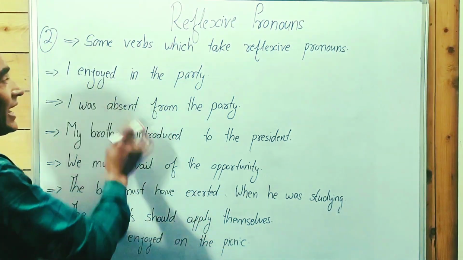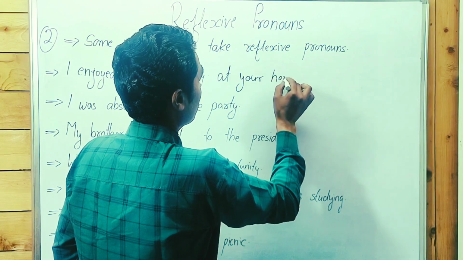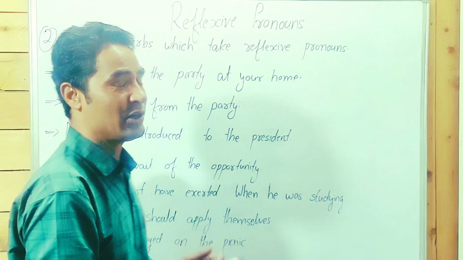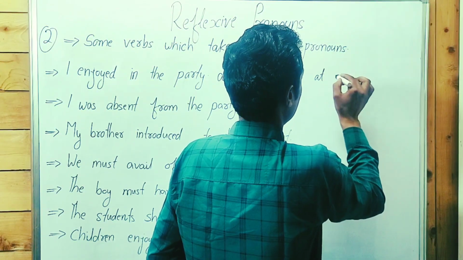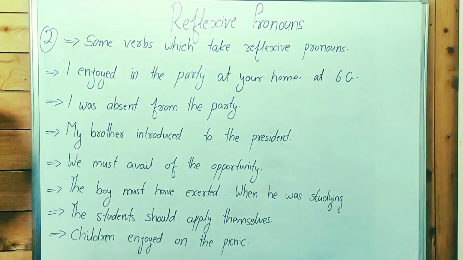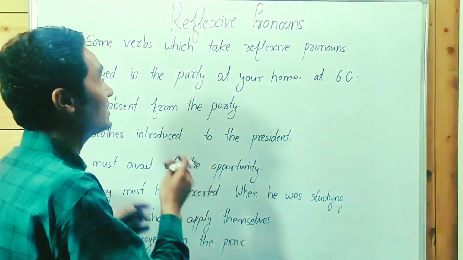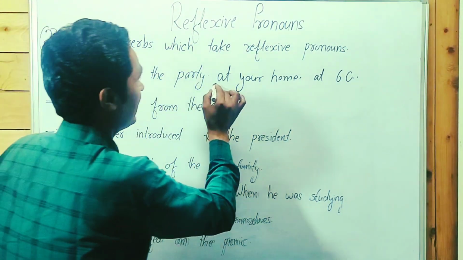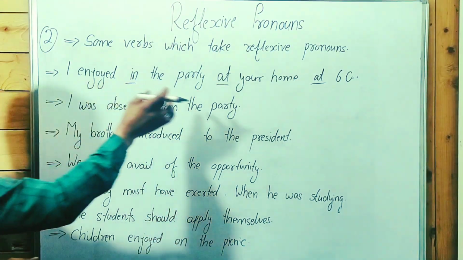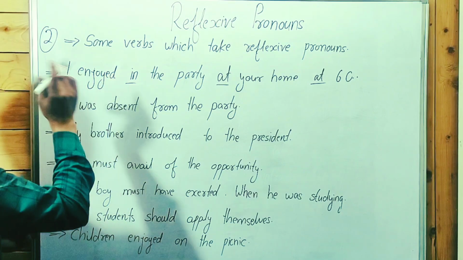If you write here, "I enjoyed in the party at your home," this is also an incorrect sentence. "I enjoyed in the party at your home at 6 o'clock," whatever you want to say. This sentence is also incorrect till now. Guys, point to be noted here, we have given objects to the prepositions in and at, but we have to give an object to the verb here.